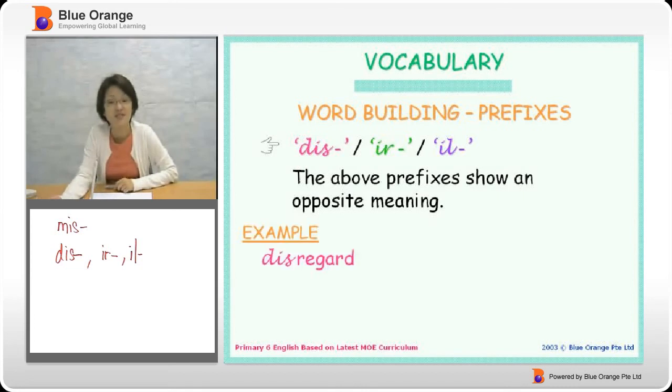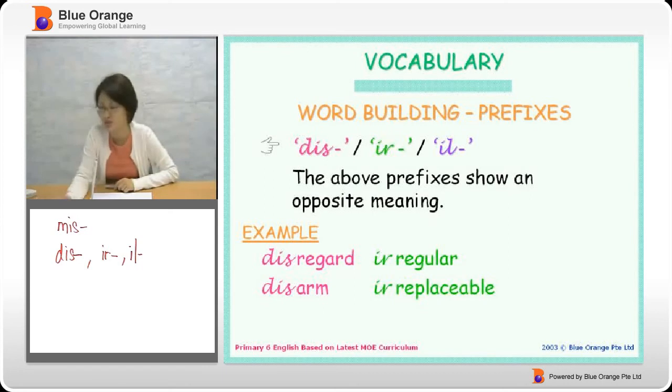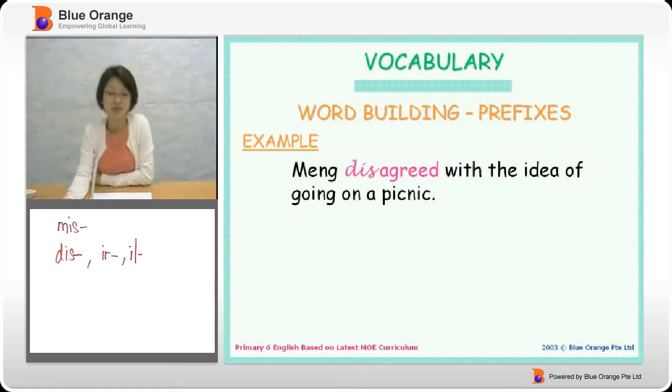For example, disregard, that means you do not regard. Disarm, you don't arm yourself. Irregular, not regular. Irreplaceable, not replaceable. Illegal, not legal. Illegible, not legible. Simple, isn't it? Well, let's look at some examples using those words. Ming disagreed with the idea of going on a picnic. She does not agree.